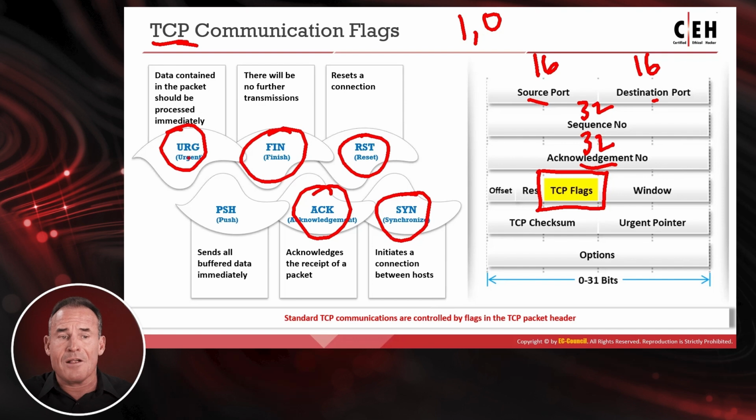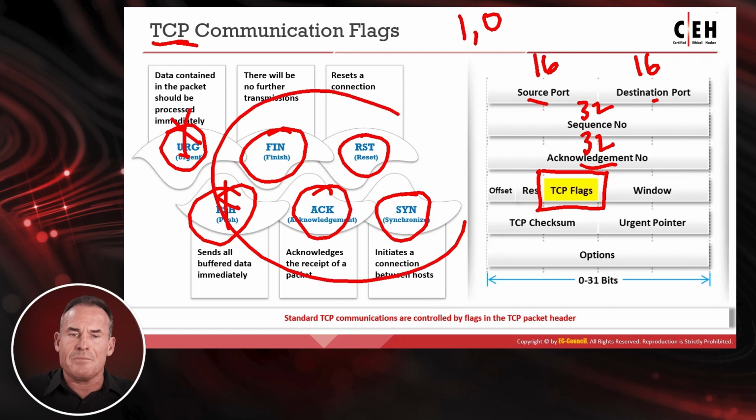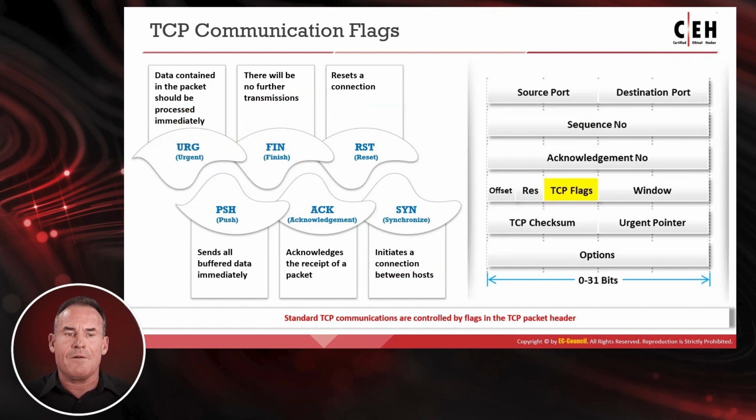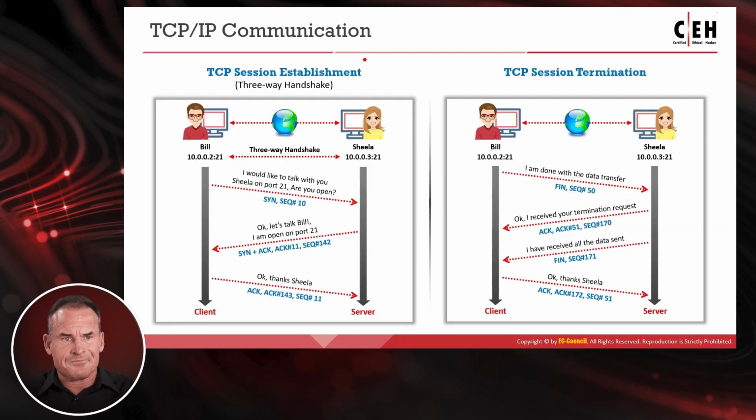URG is an urgency pointer, meaning this packet is urgent, process immediately. And PSH is a directive to the sending system to send all buffer data immediately. Now, we don't do a whole lot with these in normal conversation. We're going to manipulate these a bit in different scan configurations. So we're going to look at what normal traffic looks like, and we're going to look at what exceptions to that or abnormal traffic might look like. And that's one of the premises of intrusion detection, identifying anomalous behavior on the network. All right, so that's our initial discussion of TCP flags.